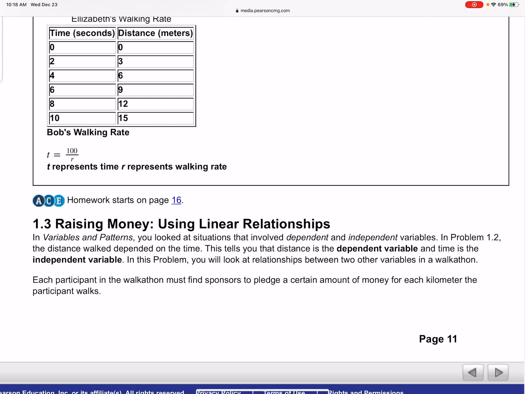It says, in Variables and Patterns, which is a chapter in a different book, I believe this is from 6th grade, you looked at situations that involve dependent and independent variables. In problem 1.2, the distance walked depended on the time. This tells you that the distance is the dependent variable and the time is the independent variable. In this problem, you will look at relationships between two other variables in a walkathon.